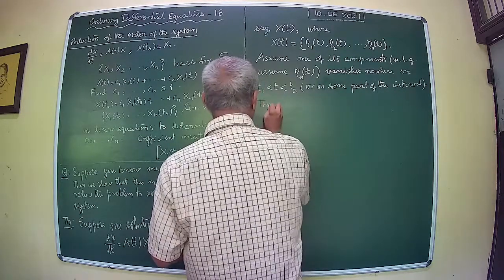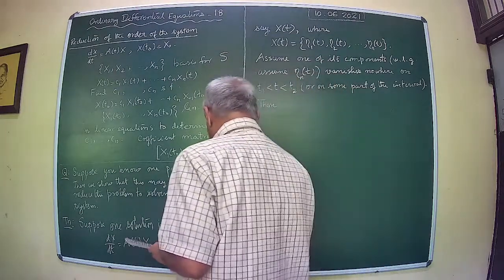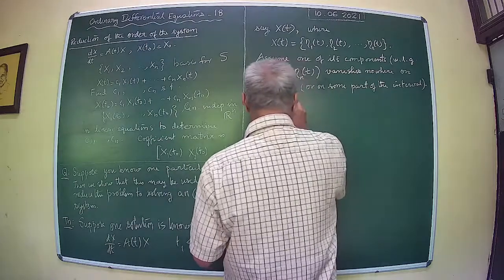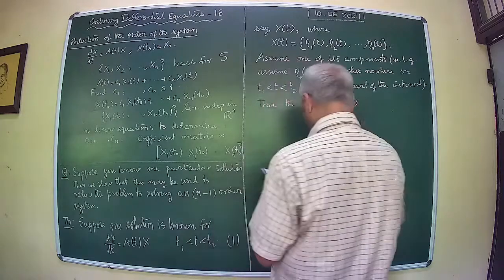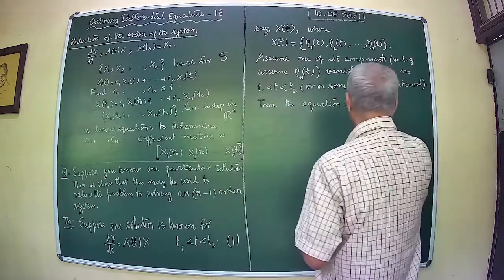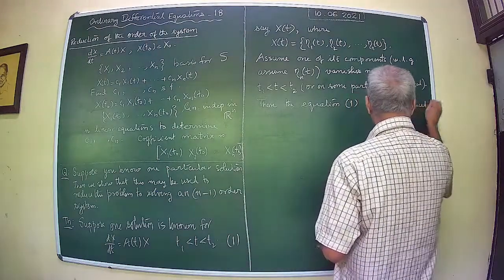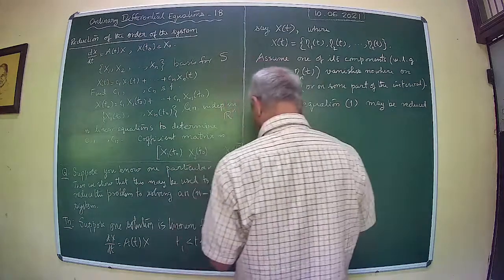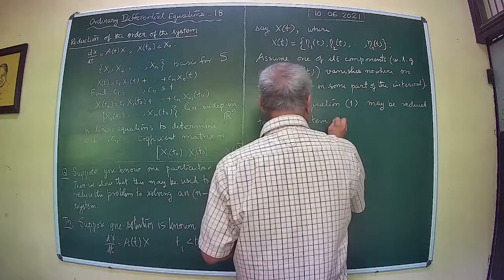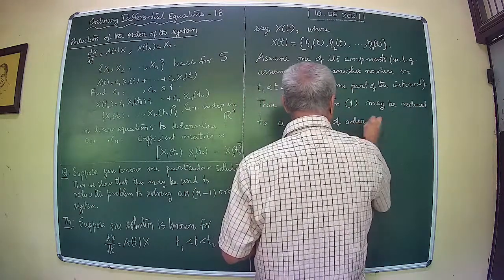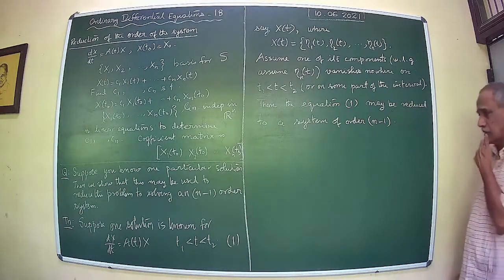Then the equation 1, so I call this one, may be reduced to a system of order n minus 1, that means n minus 1 first order simultaneous equations.